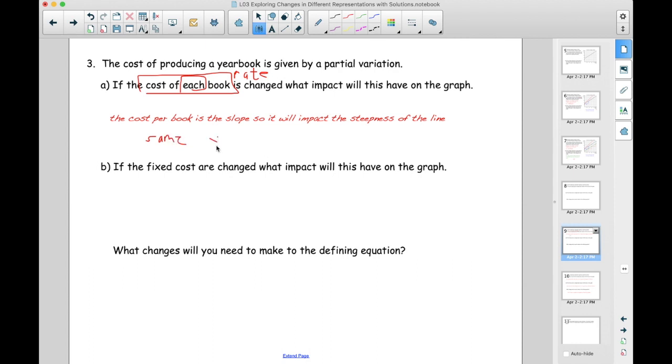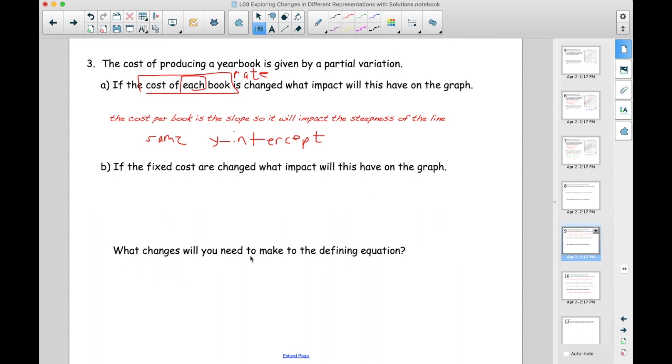So we are not shifting the graph up or down. We're simply going to impact its steepness. All right, the next thing we're going to look at, well, I'm finishing writing this off, is the fixed cost is going to change. Then what impact will that have on the graph?